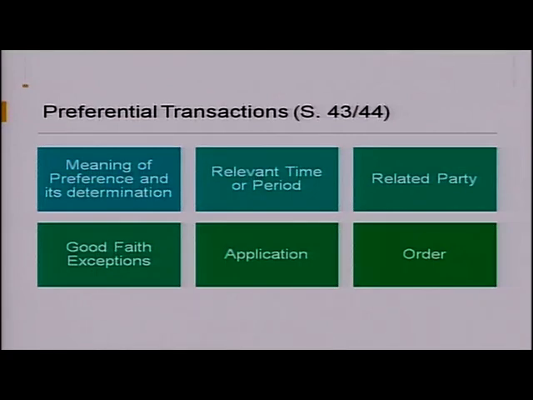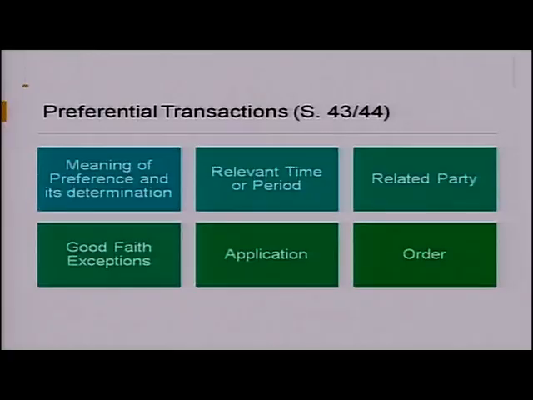Now, section 43 has got important concepts which need to be understood. Number one, what is the meaning of the preference and how it is going to be determined? Section talks about that. Second, these transactions must happen during the relevant period. So how the relevant period is to be calculated, that is also mentioned in section 43. Similarly, whether the transaction which has been done is with a related party or not, of course, that is also to be seen. That is very important for this section.